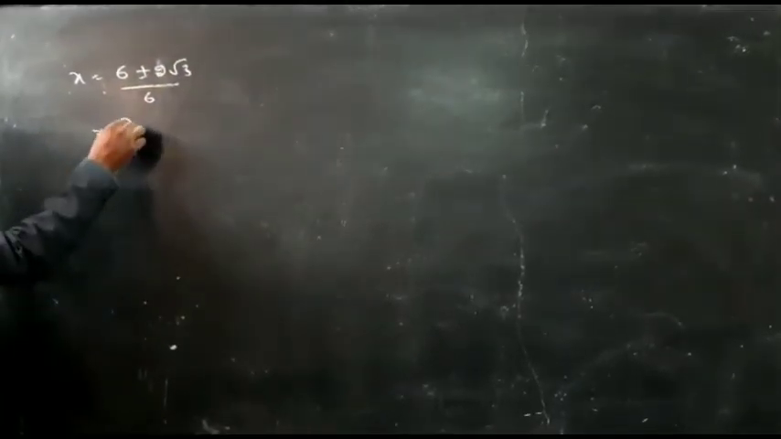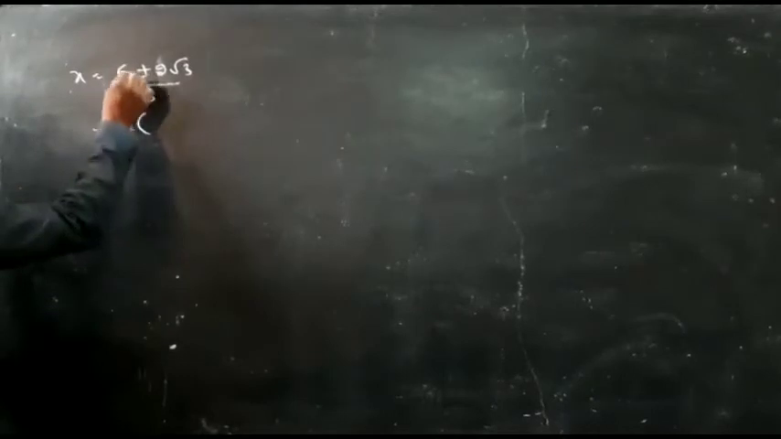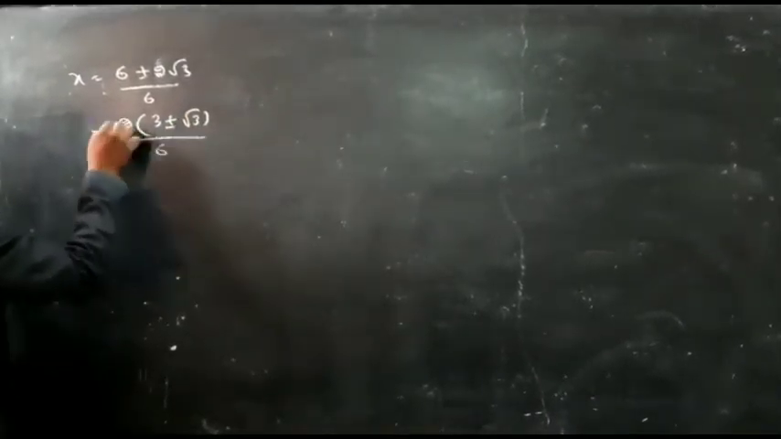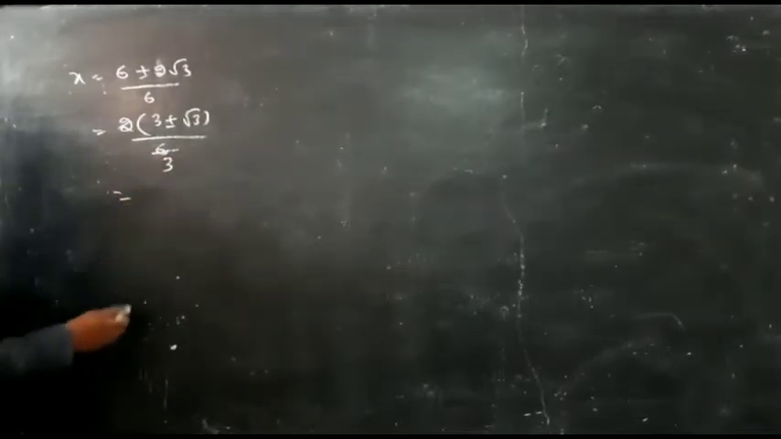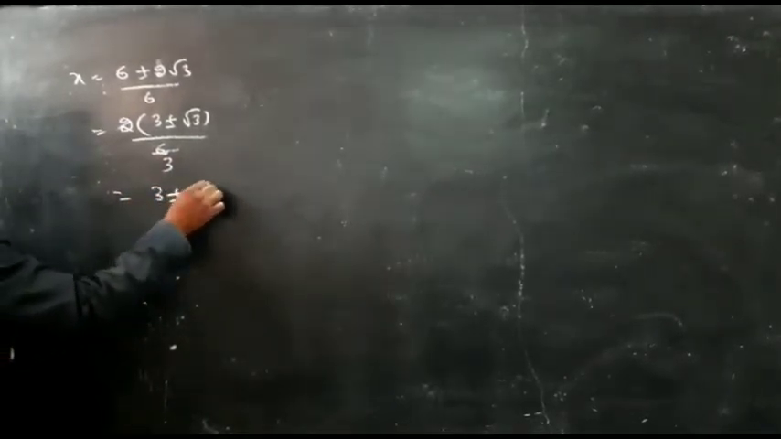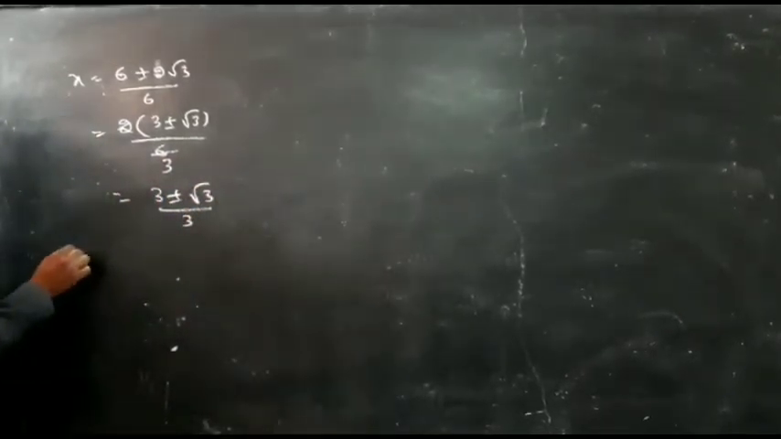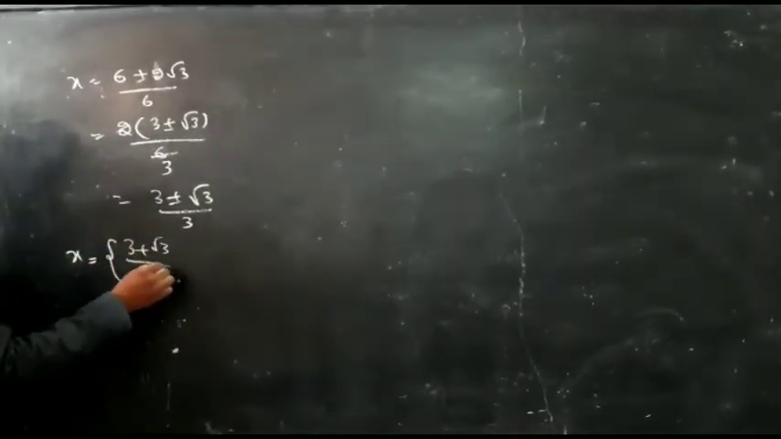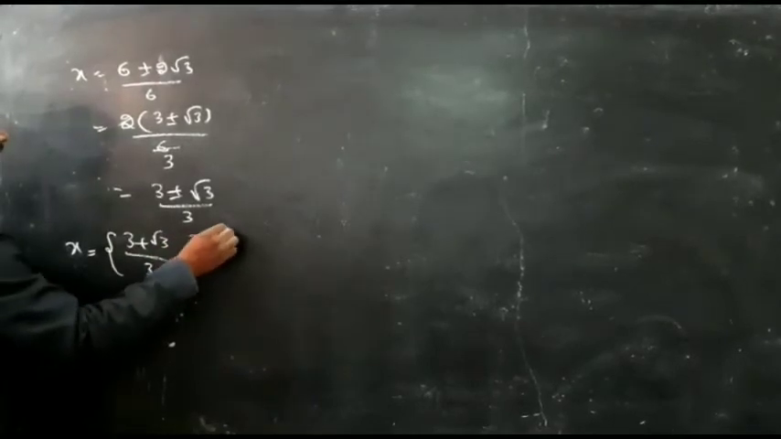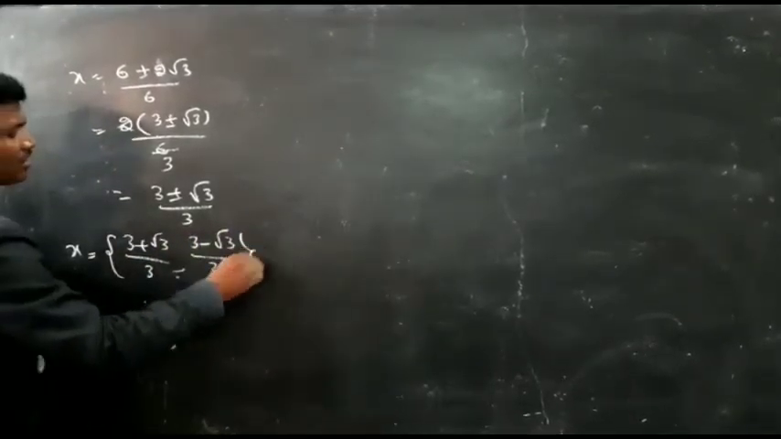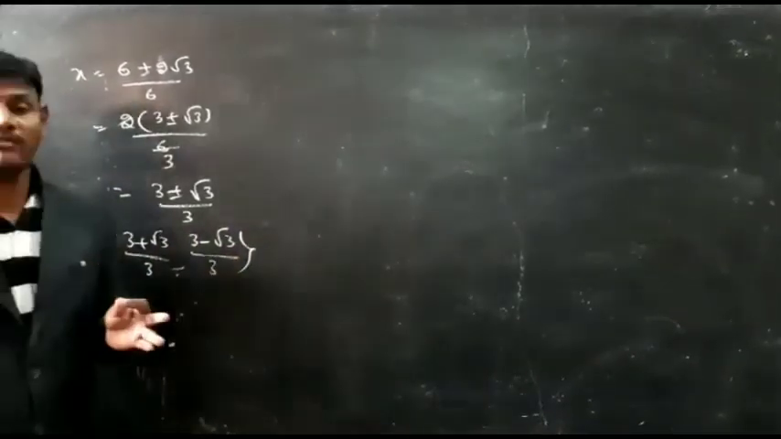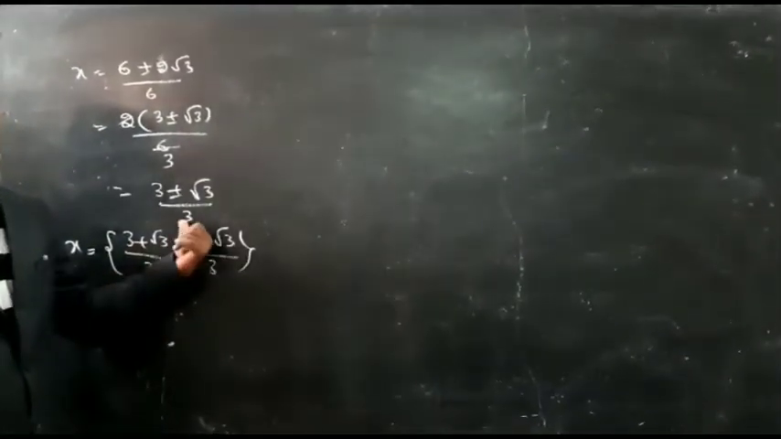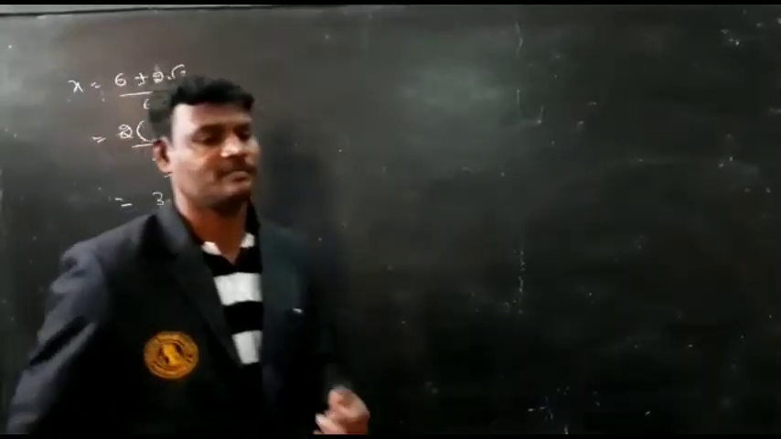Here I am taking 2 as a common. 2 3s are 6, so 3 plus or minus root 3 by 6, 2 1s are 2, 2 3s are 6, is equal to 3 plus or minus root 3 by 3. So x is equal to 3 plus root 3 by 3, 3 minus root 3 by 3. So here the roots of the given quadratic equation are 3 plus root 3 by 3, 3 minus root 3 by 3.